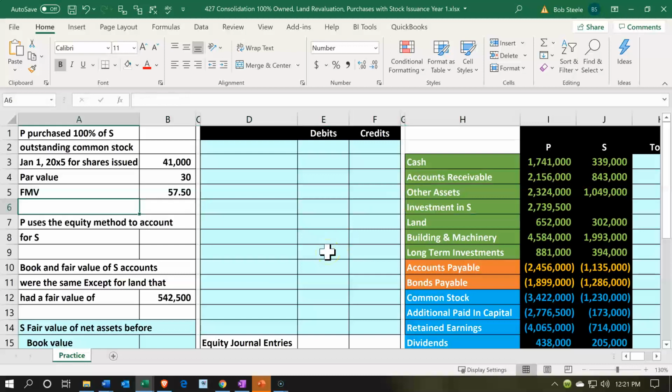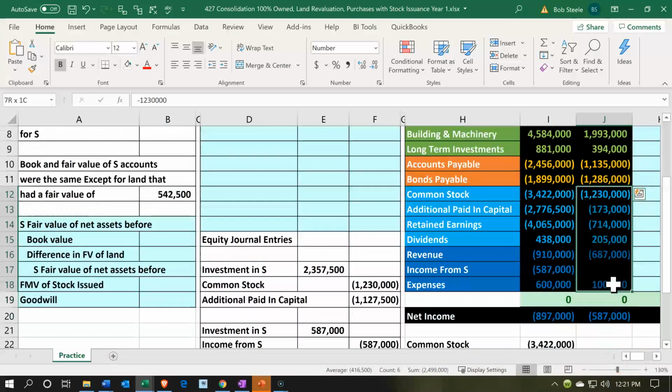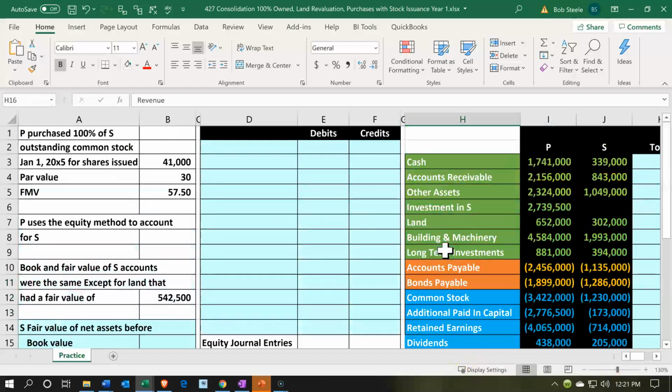Book and fair value of S accounts were the same, except for land that had a fair value of 542.5. So in other words, if we were to say assets minus liabilities of company S at the point in time of consolidation, not now, this is a year later, but at the point of consolidation, then the book value would be equal to the equity section down here, right? The equity section at the point of consolidation. And those accounts would be the same as the fair value.